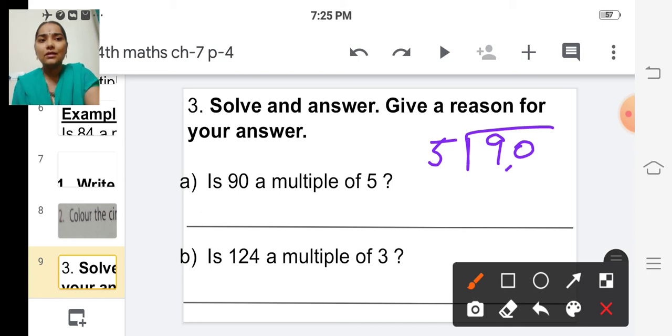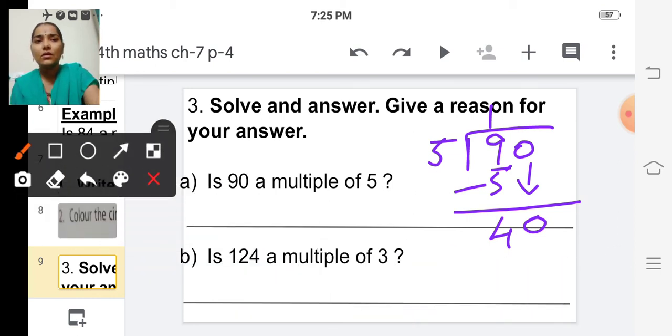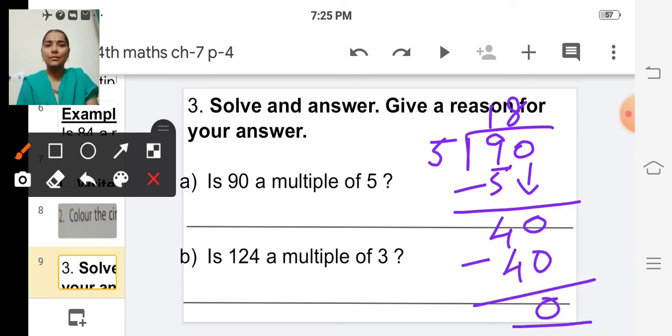So take 9, 1 five is 5. So subtract, 9 minus 5 is 4, then 0. Bring down the 0. So 40. So 8 fives are 40. So we get the remainder as 0, isn't it? So 90 is a multiple of 5. So we have to give a reason. We know that 90 is a multiple of 5. So we have to give a reason.